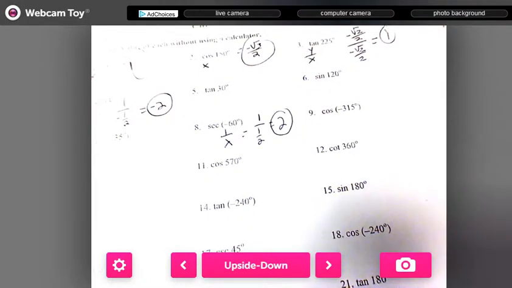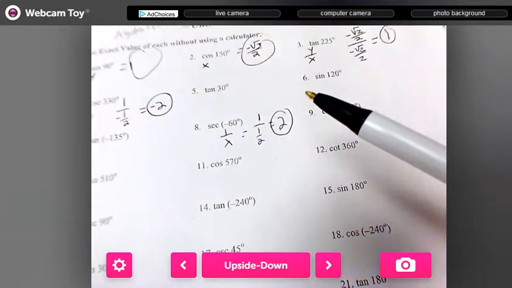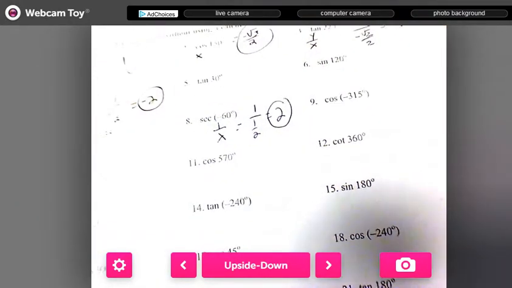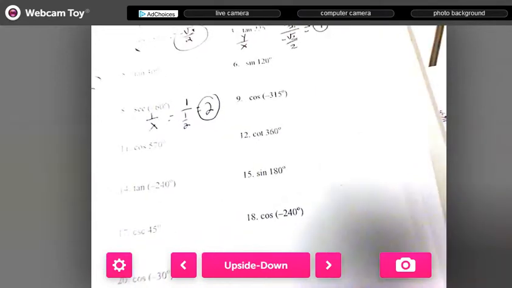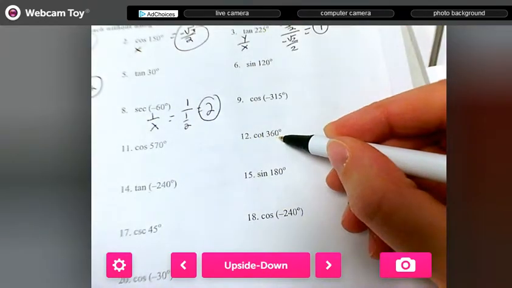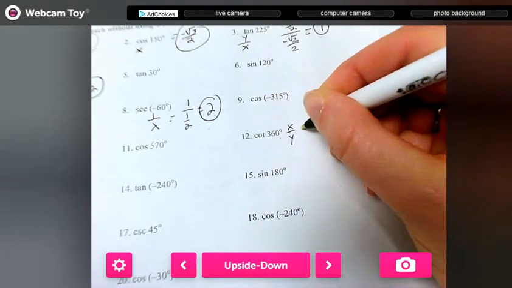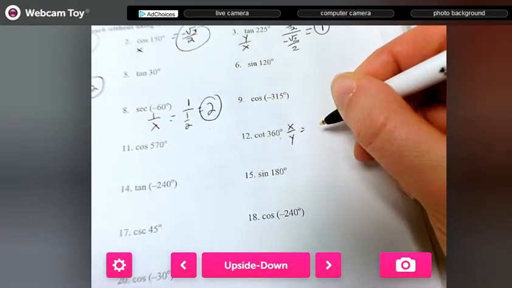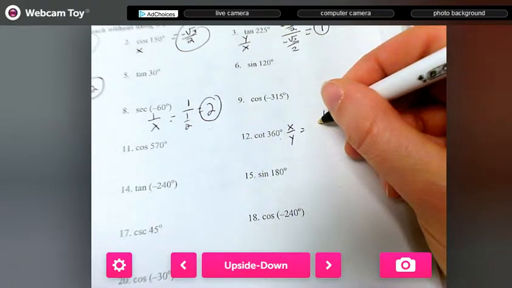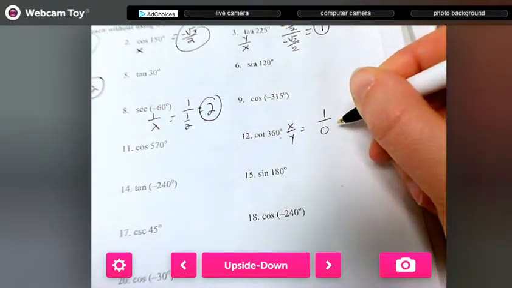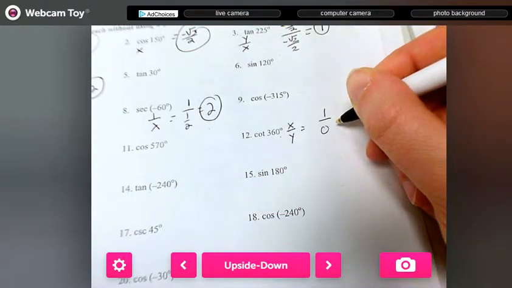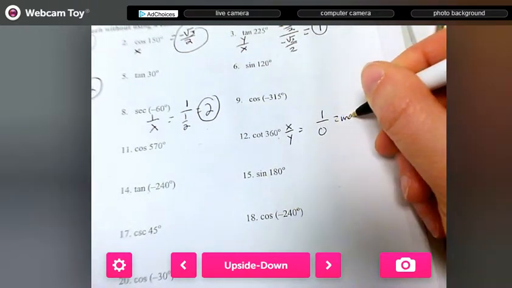All right. So we've done a cosecant, a secant. Let's do a cotangent. Let's do number 12. Cotangent of 360. Now cotangent is x over y. Okay? So I go to 360. 360 is 1 comma 0. My x is 1. My y is 0. If there's a 0 on the bottom, what is it? Undefined. Good.